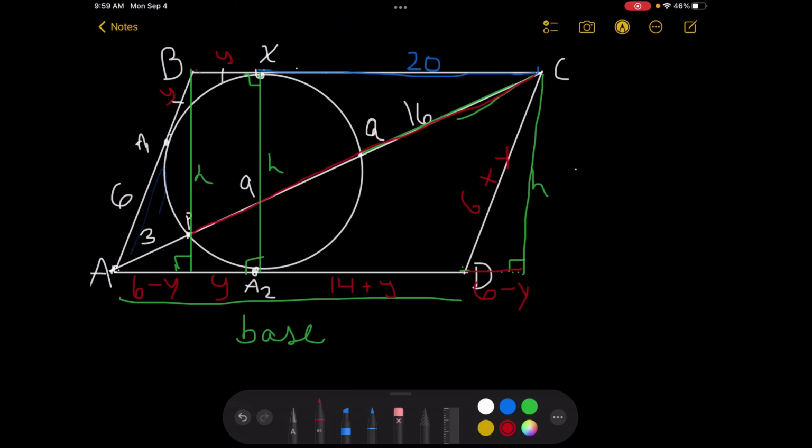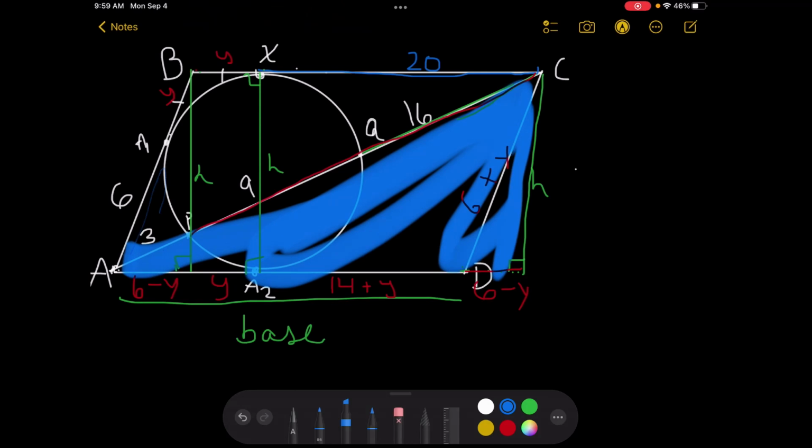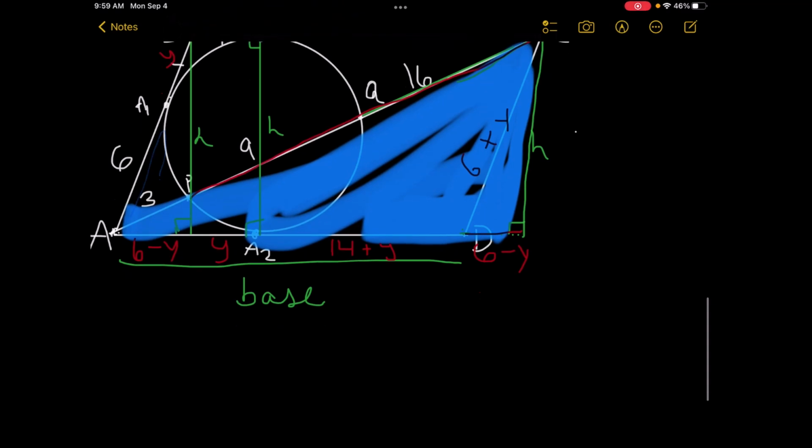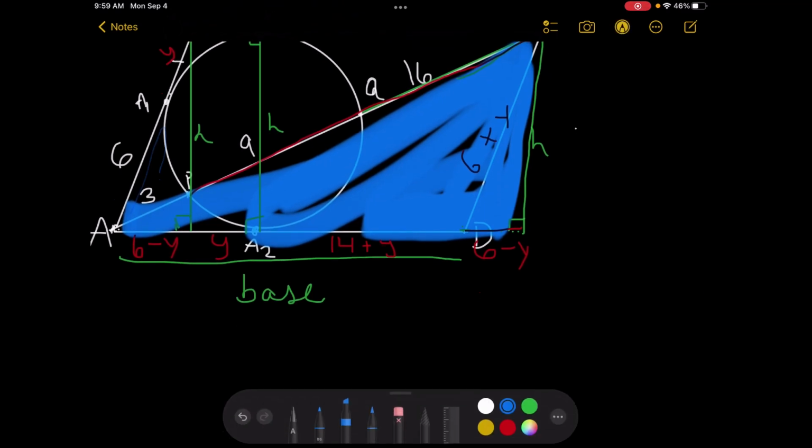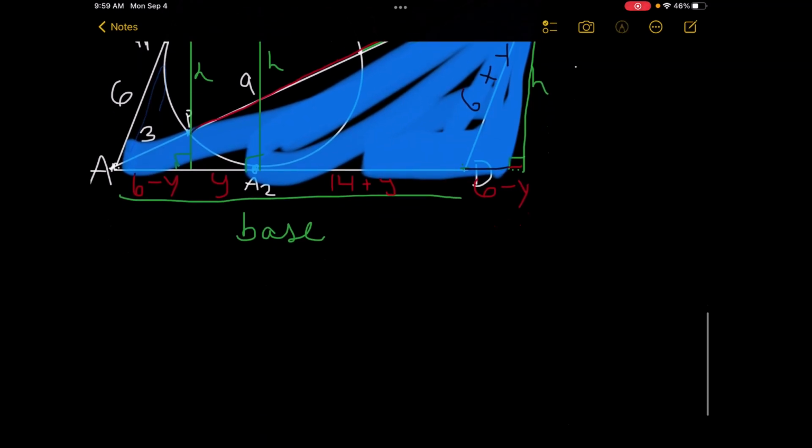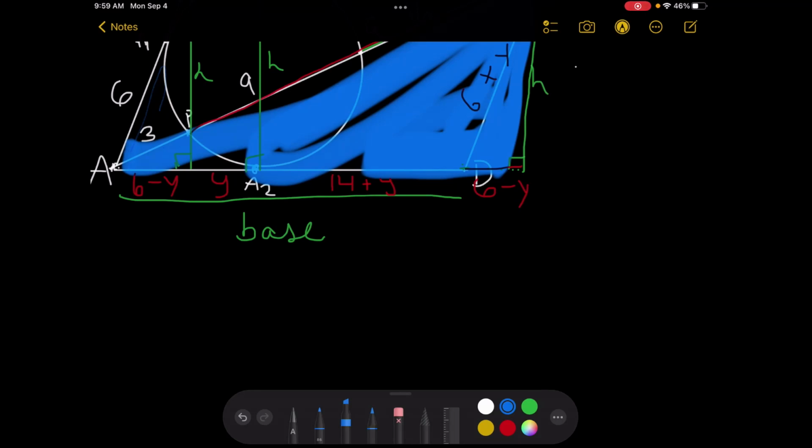And now we can consider the larger right triangle. We can consider this larger right triangle over here, right? It has a base length of 6 minus y plus 14 plus y plus 6 minus y. And when you add those up, that's equal to 26, right? And the hypotenuse length is 3 plus 9 plus 16, which is 28. So we have an equation for h. Right, so let's do that. Let's find it.